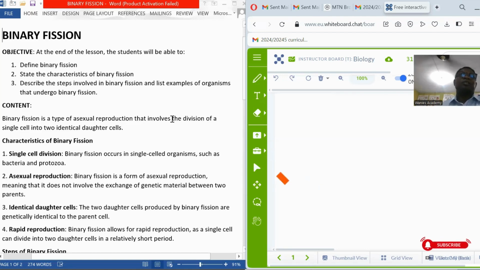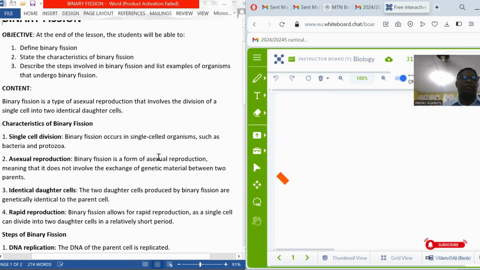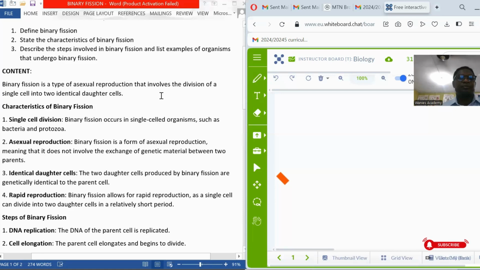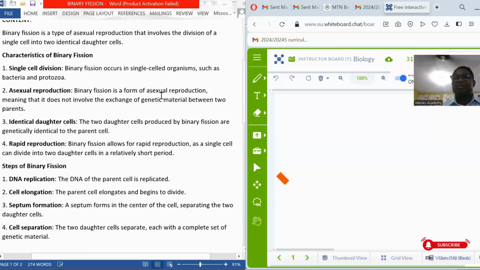Binary fission is just a form of asexual reproduction that involves the division of an organism into two identical cells or identical daughters. Binary fission occurs in most unicellular organisms. It is an asexual reproduction which does not involve sex gametes. It is just that an organism will split into two identical daughter cells that look like the parents. Let's see the characteristics of binary fission.